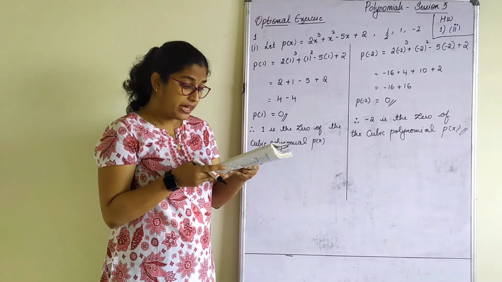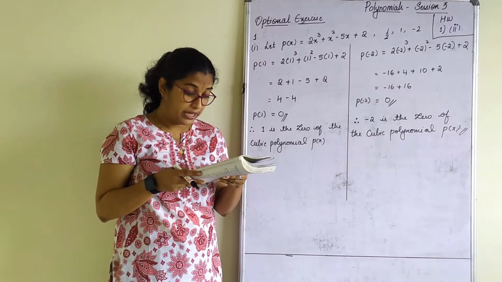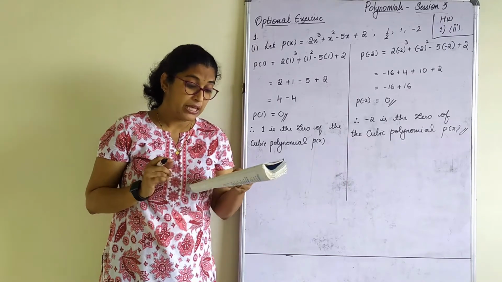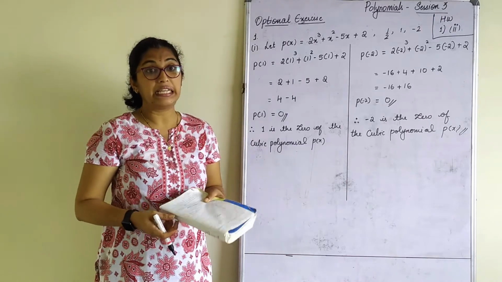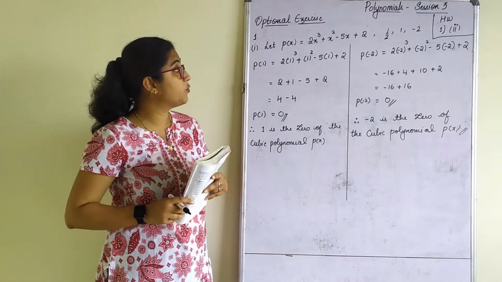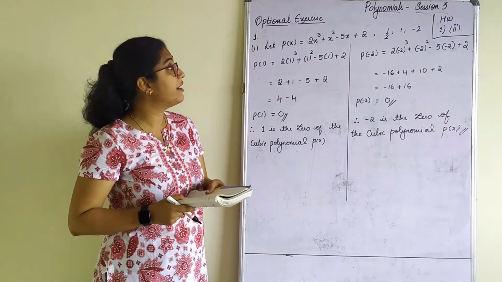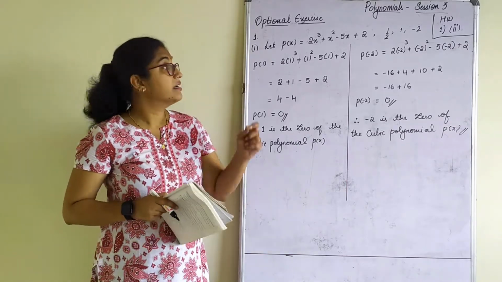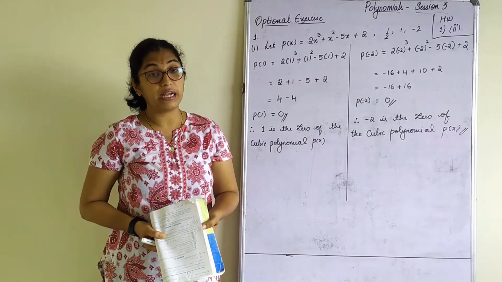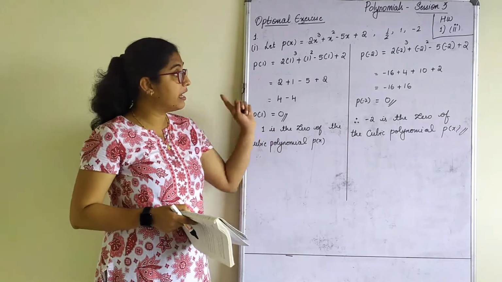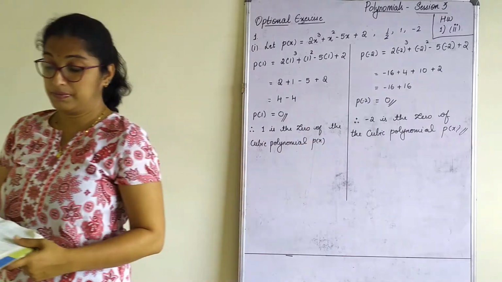Now, since we have found out the zeros of the cubic polynomial, now we have to also verify the relation between zeros and the coefficients in each case. Now, what do you mean by that? These are the zeros of the polynomial. We have to verify the relation between the coefficients and zeros. How do we do that? That's the verification part. After we finish this, then we'll start verification. Please copy down this.